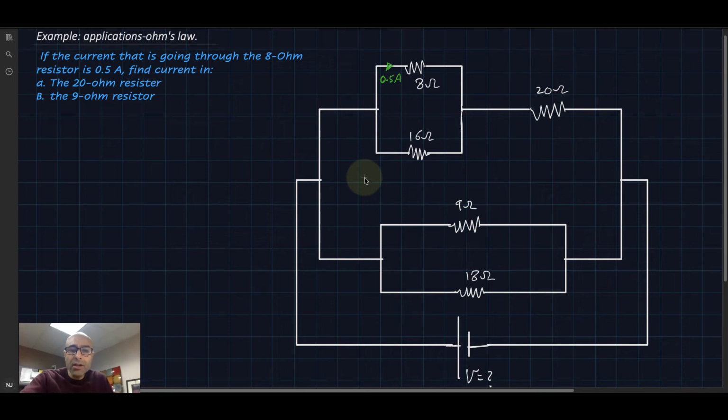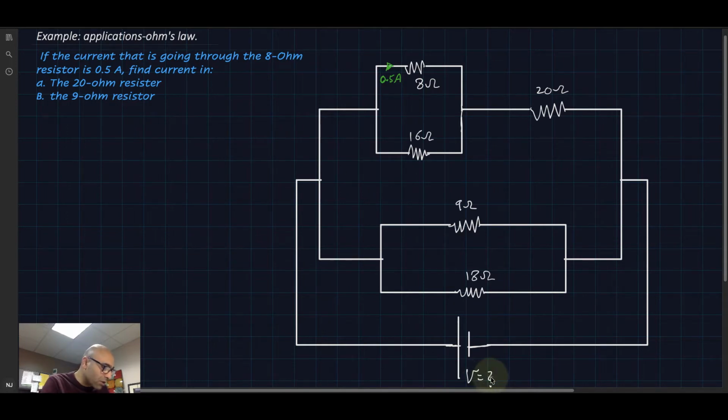Hey there everyone, let's check out this problem about Ohm's law applications. So in this problem, as you can see, it's kind of a complicated one. There are a lot of resistors in parallel and in series.